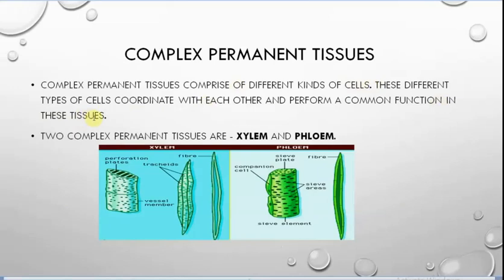So what are these complex permanent tissues? They are composed of more than one kind of cells. These different types of cells coordinate with each other, that is, work with each other, to perform a common function in this tissue. There are two types of complex permanent tissue. First one is xylem and second one is phloem.